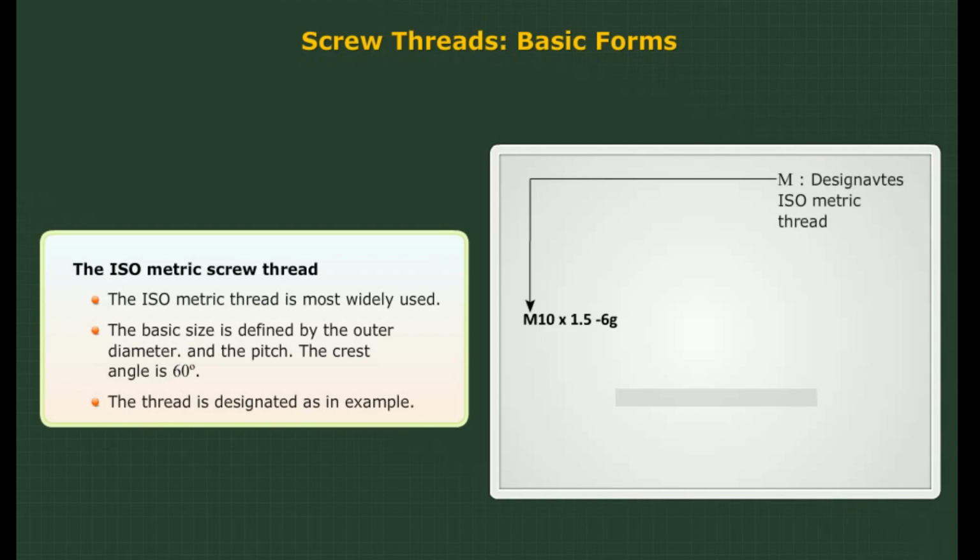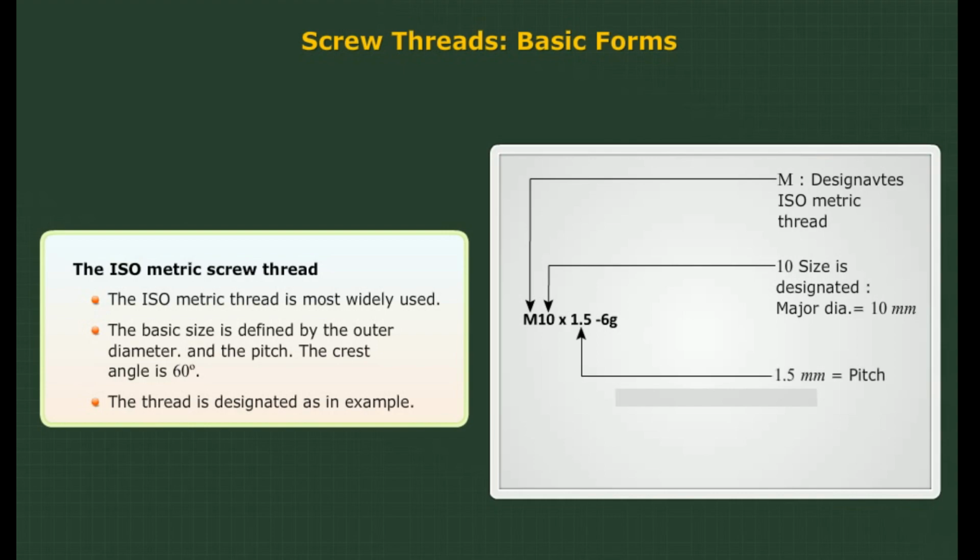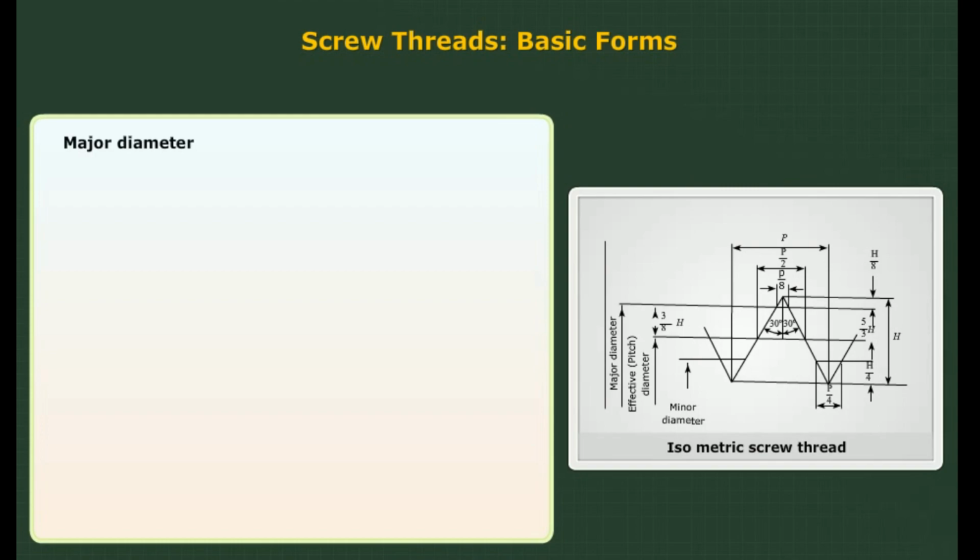M designates isometric thread. 10 size is designated, major diameter equal to 10 mm. 1.5 mm is equal to pitch. 6G, tolerance class for thread form or fit.